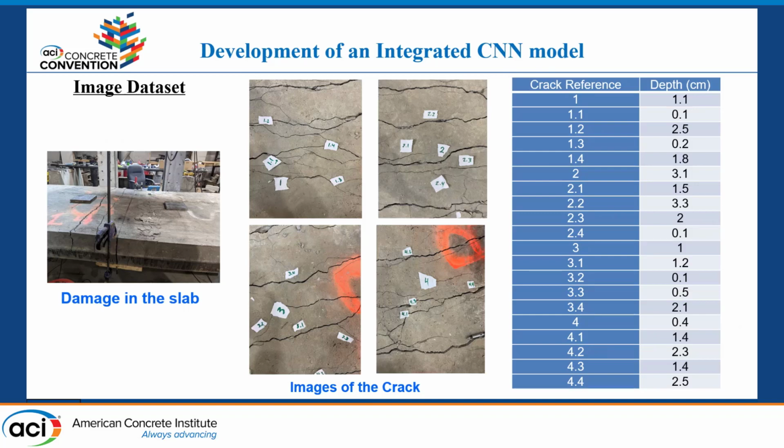So this is the image dataset. We have the images of the crack in the slab. Thus, the images have their depths known. So in the table you can see 1.1 means the crack number 1 has a depth of 1.1 centimeter. So in this way we have a large data set for concrete crack depths.